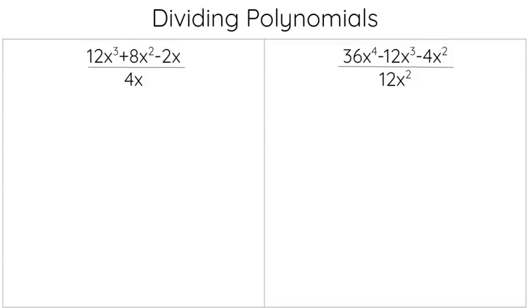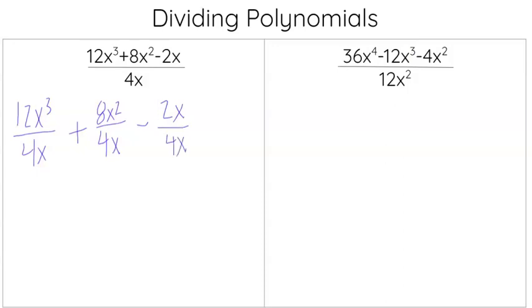Two more problems for you. We have 12x to the 3rd divided by 4x, plus 8x to the 2nd divided by 4x, minus 2x divided by 4x. 12 divided by 4 is 3. X to the 3rd divided by x to the 1st is x to the 2nd. Plus 8 divided by 4 is 2. X to the 2nd divided by x to the 1st is just x.